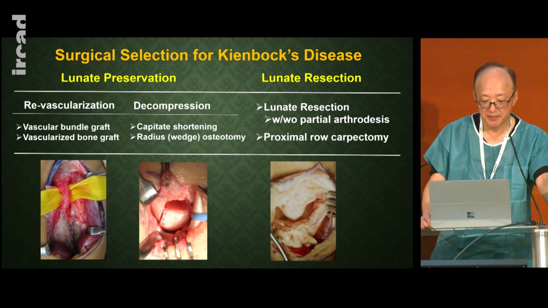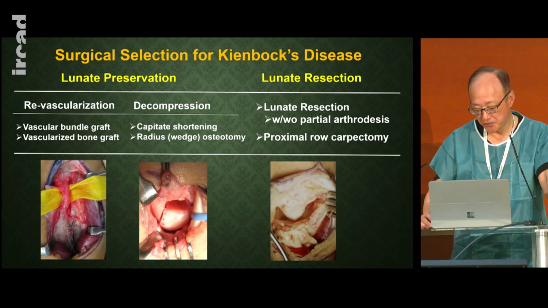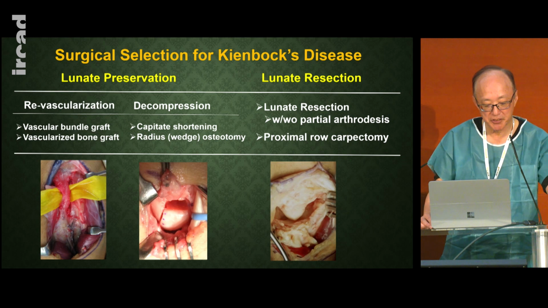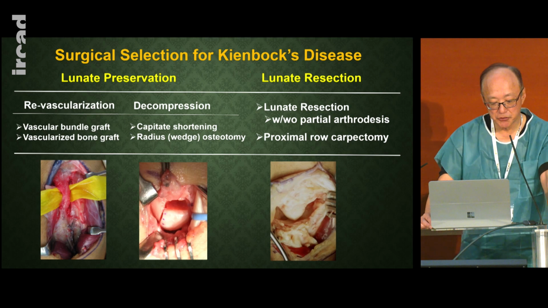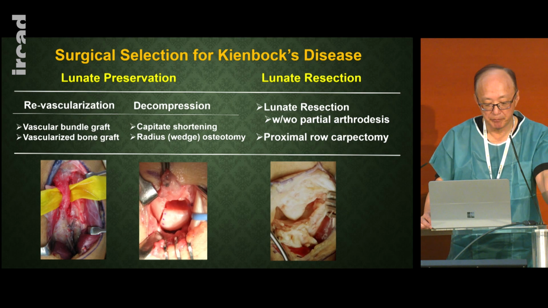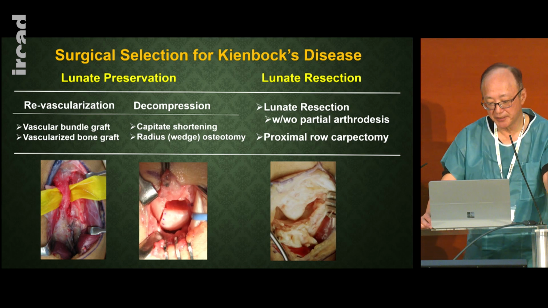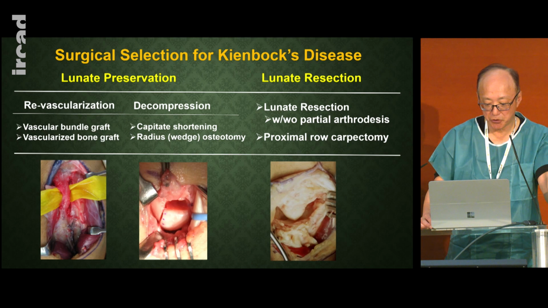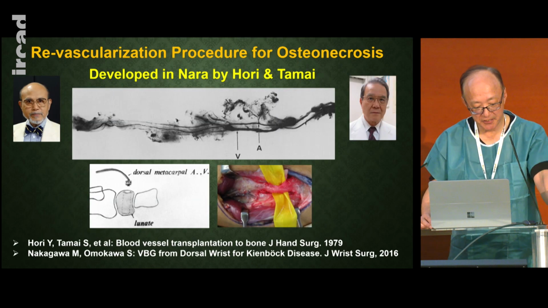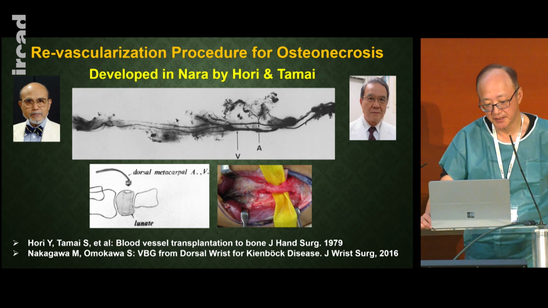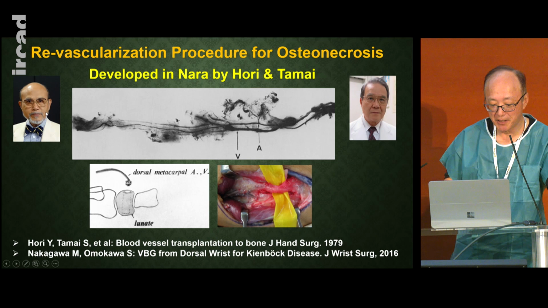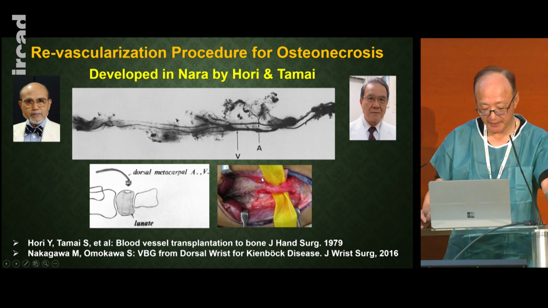The surgical selection for Kienböck disease is divided into 2: lunate preservation or lunate resection. Preservation procedures include revascularization by vascular bundle or vascularized bone graft, and also compression procedures that can decompress the lunate so it can be preserved. The lunate resection procedures include lunate resection alone, with or without partial arthrodesis, and proximal row carpectomy. The revascularization procedure for osteonecrosis was developed in Nara, Japan by Dr. Hori and Dr. Tamai in 1979.